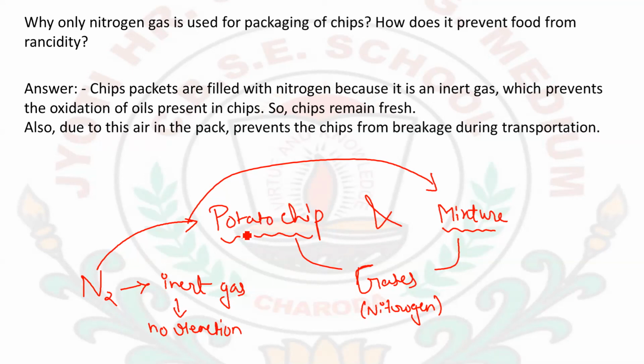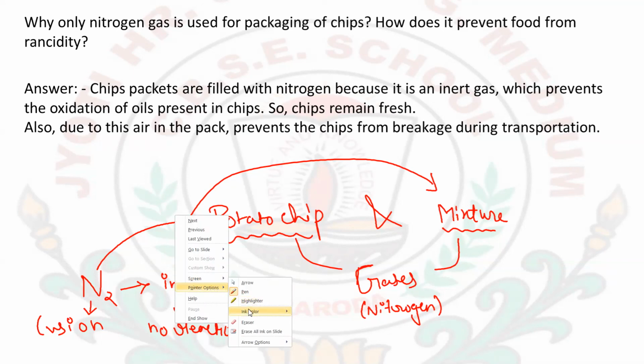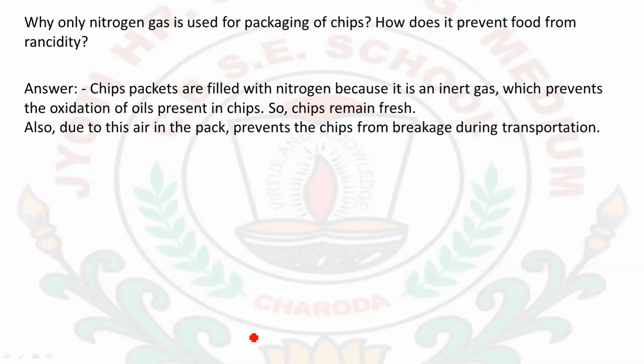Also, why is nitrogen gas used here? Because nitrogen is one of the lightest gases we can use here. Also, when we fill nitrogen gas in the packets, it provides a cushion effect, which protects our chips and other packaged food items from breaking during transportation. So this was the reason why we flush packaged food with nitrogen gas.